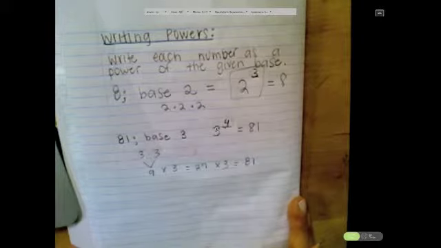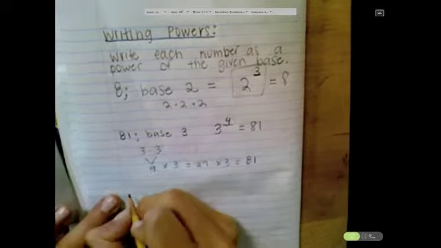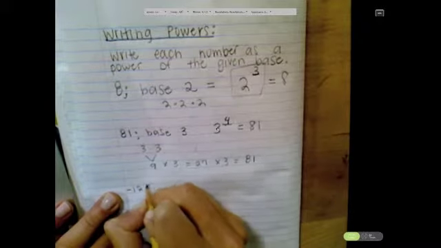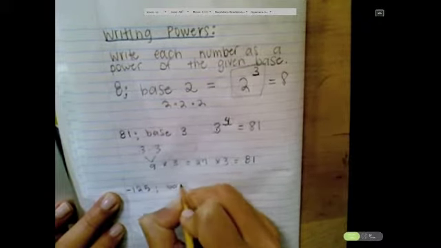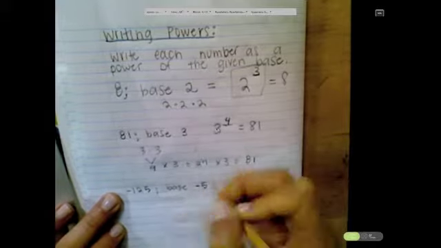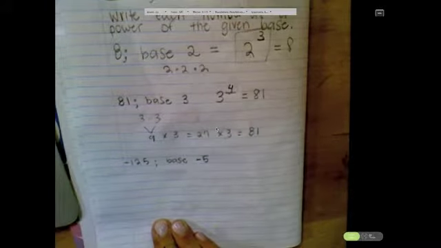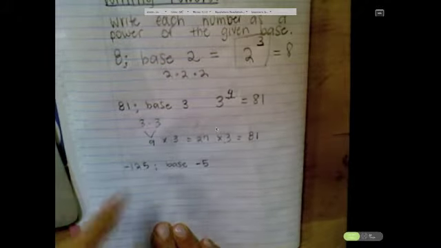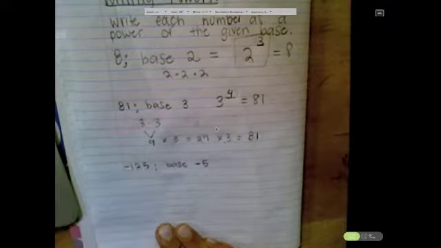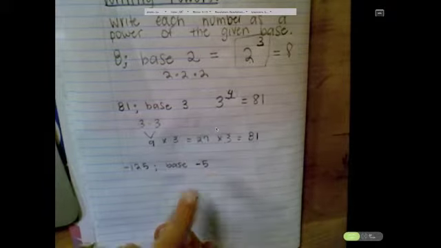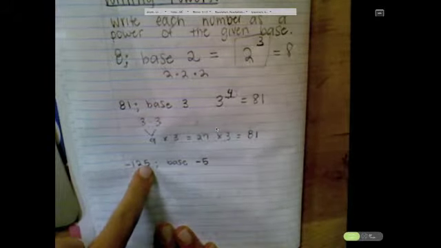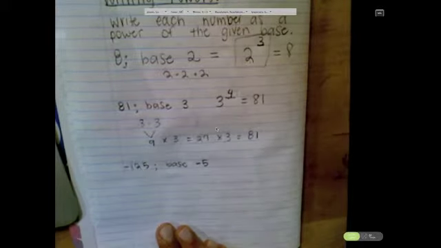Okay, let's try one more. Negative 125, base negative 5. Now, on the questions where your base is negative, you need to pay close attention to whether or not you need to put your base in parentheses. Sometimes it doesn't matter. Like in this case, it doesn't really matter because my solution is negative anyway, so it's not going to make a big difference. However, if my base was negative and my solution was positive, then that probably means that it's in parentheses because that's the only way you would get a positive solution.